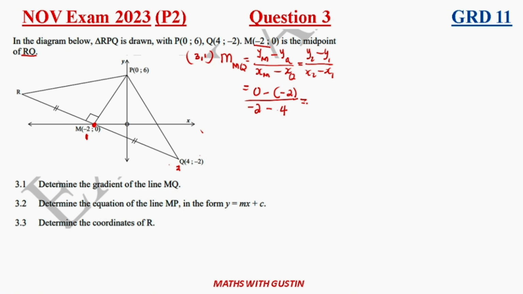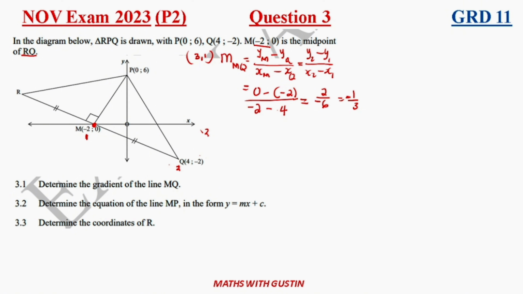All right, so if we punch this into our calculator, we find that the gradient of MQ is equal to 2 over -6, which gives us 1 over -3. So it's -1 over 3 in this case. Let me just put the negative there, -1 over 3.